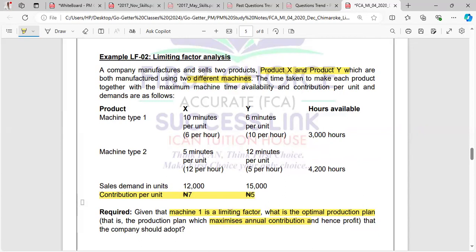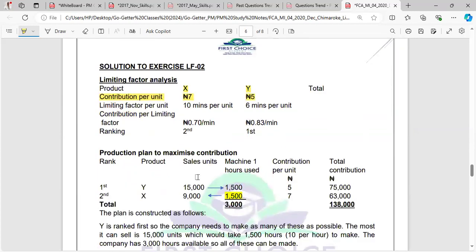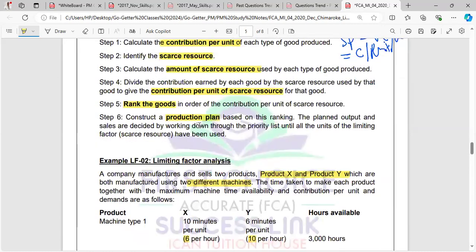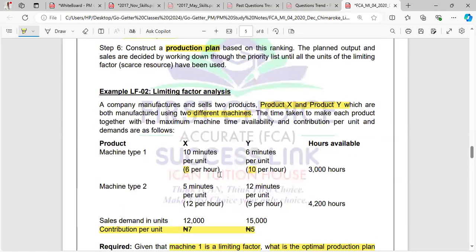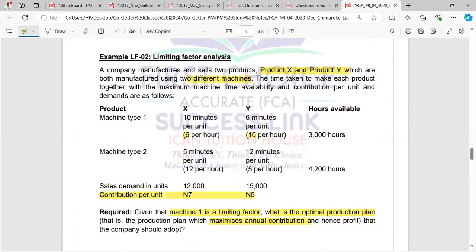Step 1 was to identify contribution per unit, or calculate it. Step 2 is to identify the limiting factor, which we are given. Step 3 is to know the limiting factor per unit. So it means this is 6 units per hour. This is 10 units per hour. So that's what we are going to do here. Okay, per unit, sorry, not per hour, because we need to know the scarce resource per unit.